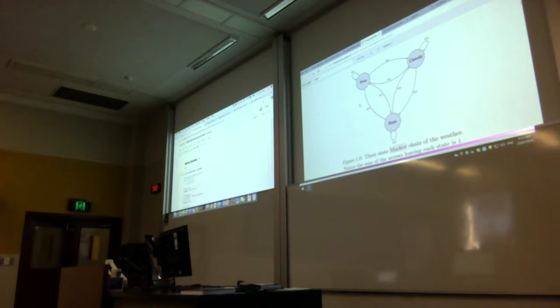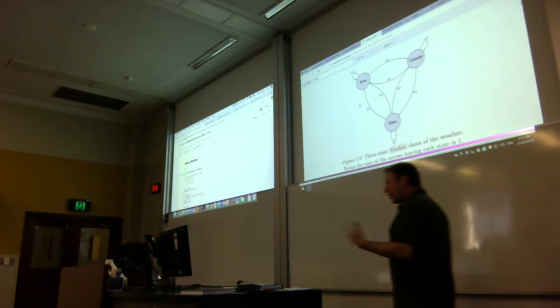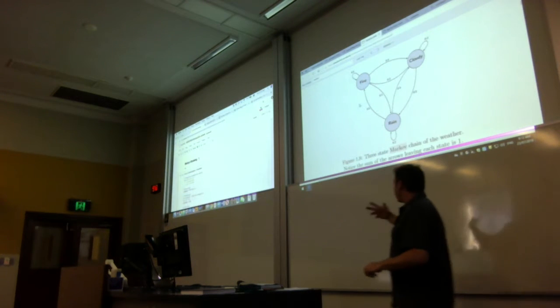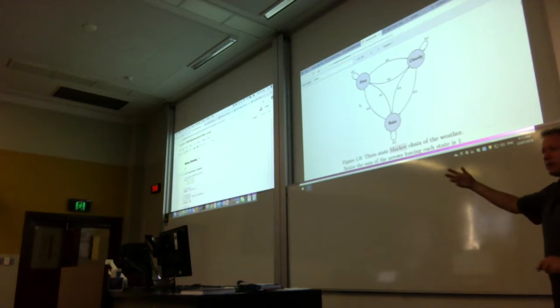So this is a model, and it can go quite far because this model captures dependencies. The next day's weather depends on the previous day's weather. The Markovian property means that if we know today's weather, then what happened in the past doesn't matter. Okay.